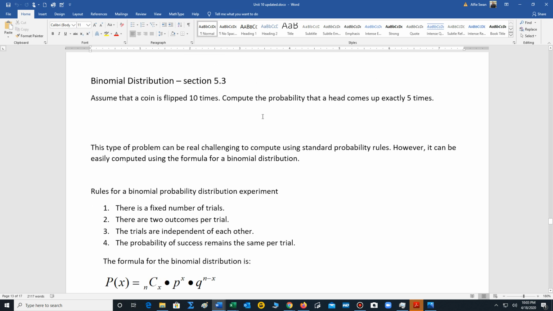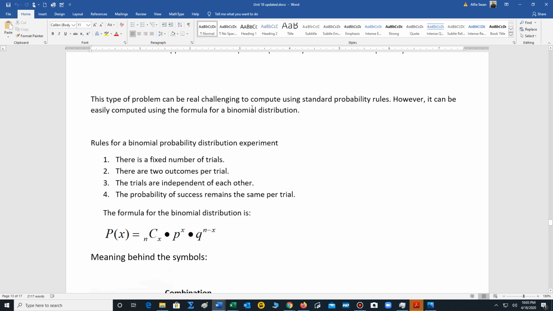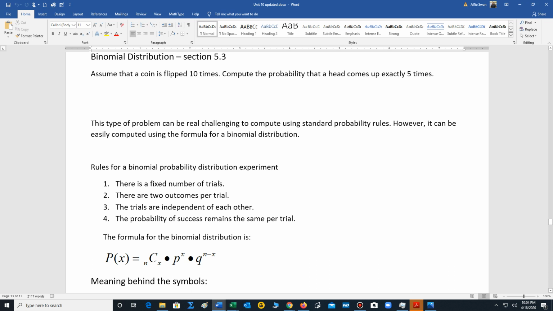Now, in order for us to be able to use this formula, there are some rules that need to be met. So let's mention these rules for a problem to be considered a binomial probability distribution experiment. First of all, there has to be a fixed number of trials. Let's go back to our problem here. We're flipping the coin 10 times, so definitely there's a fixed number of trials: 10 trials.